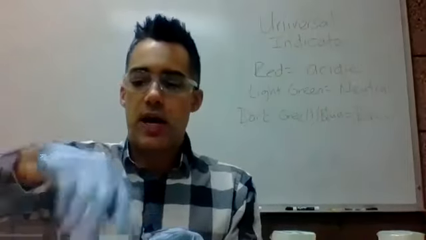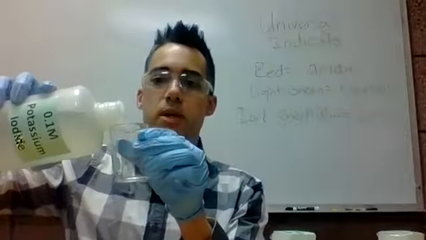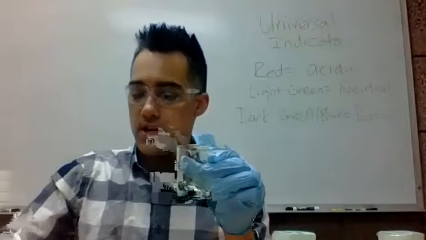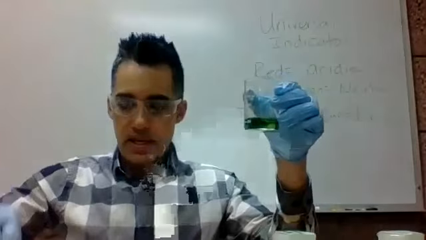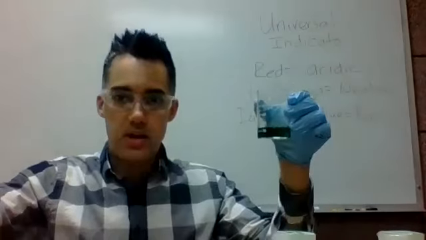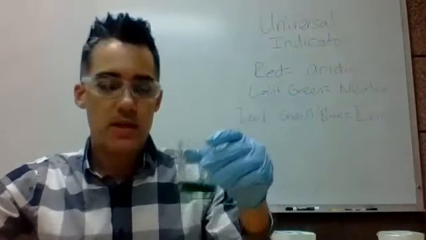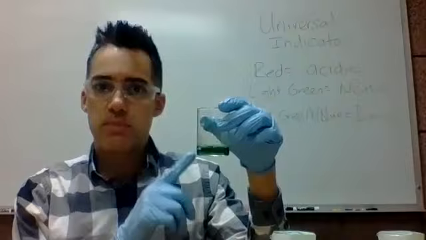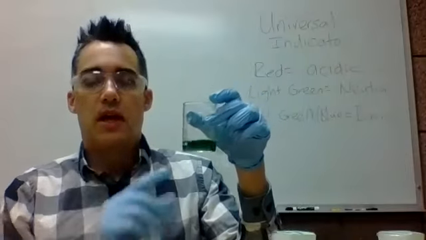Next, I'll go ahead and pour some of my 0.1 molar potassium iodide into a beaker, and to that, I'll add some of the universal indicator. And what we see is that it is also a nice light green color, indicating a neutral solution, just like how water was neutral. This is what we would expect, based on what we talked about dealing with the acid-base properties of salts.